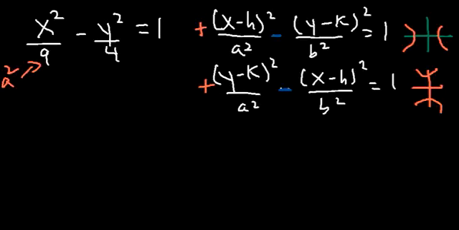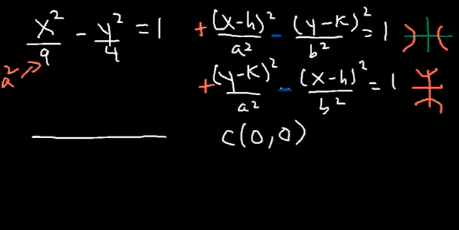So let's solve this one. The center is (0, 0) because there's no h and k for this example. That's the midpoint of the two vertices. Since a is 3, we need to go 3 to the left and 3 to the right. And b squared is 4, so that means b is 2. So we need to go up 2 and down 2.